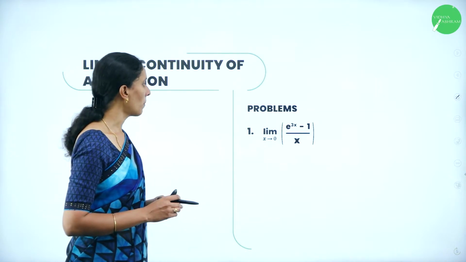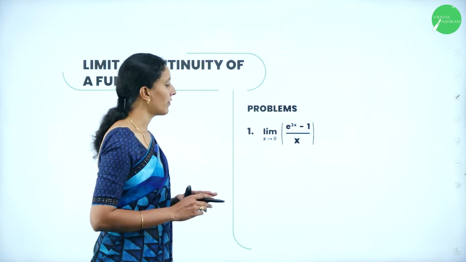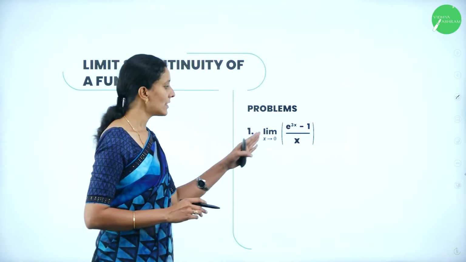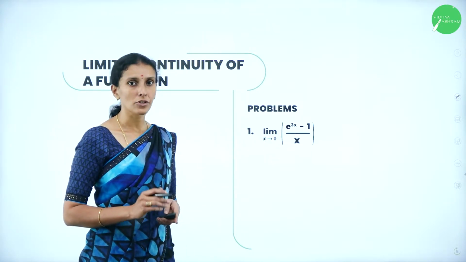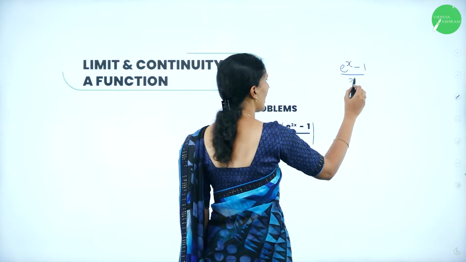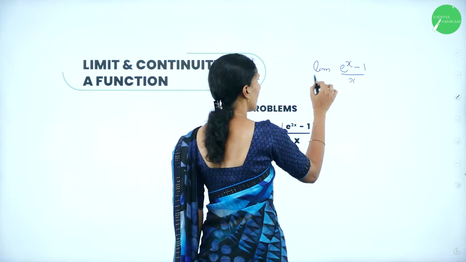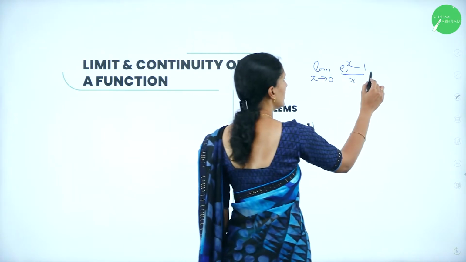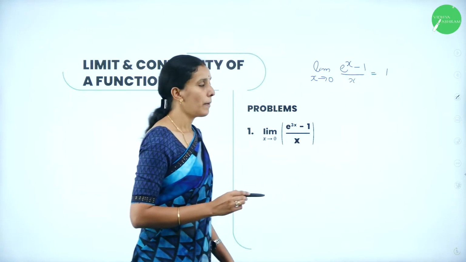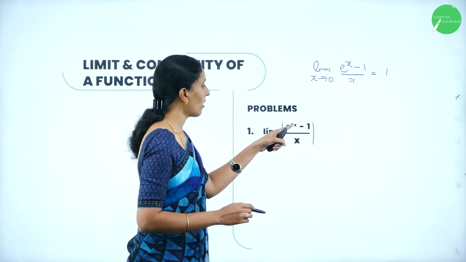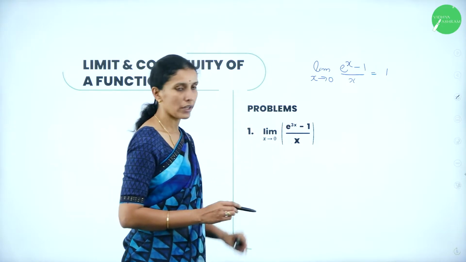The very first problem here is the limit of the function e power 3x minus 1 by x. This is the standard limit of the form e power x minus 1 by x as limit x tends to 0. So what is the value of this function? That must be equal to 1. But see here, if you have x, it should be x here also. When you have 3x here, it should contain 3x here also.